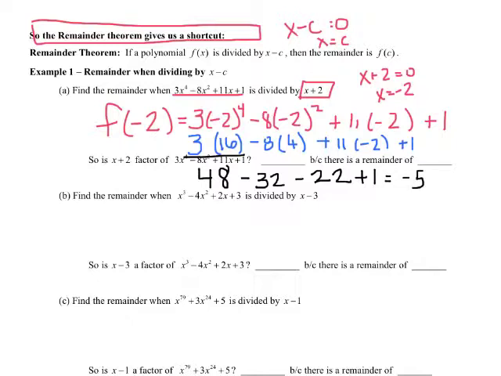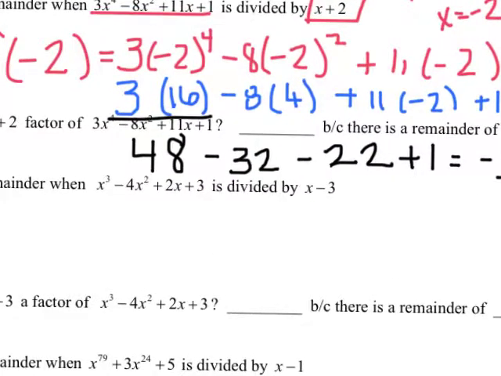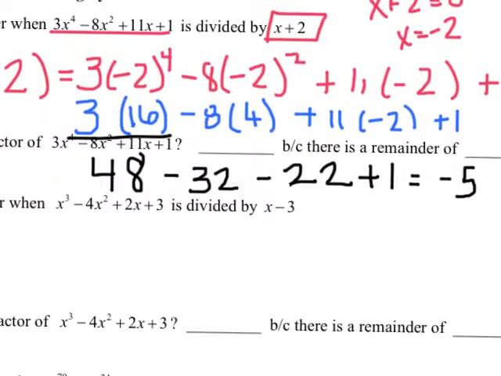So to answer the question, really the question is not so much about the remainder, but about whether that is a factor. When I used x plus 2 as a factor, so really using negative 2, I got that the remainder is negative 5. So the remainder theorem would tell us, no, that is not a factor.